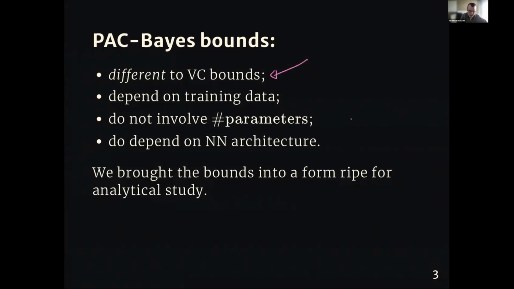The PAC-Bayes bounds depend on the training data distribution. So it's not like uniform convergence like VC theory. The bounds are data dependent. The generalization bounds don't involve the number of parameters in the model, which is also good. And in the case of neural networks, the bounds actually depend on the neural architecture, which is something that we really want. Our contribution was to bring the PAC-Bayes bounds into an analytical form for neural networks. So we think that they're ready for lots of analytical study. Okay, so these are just claims at this point.